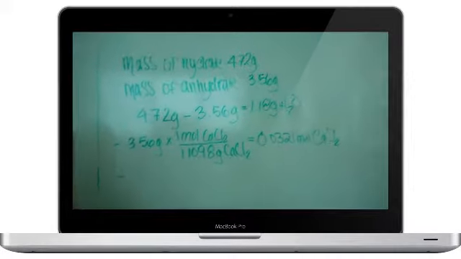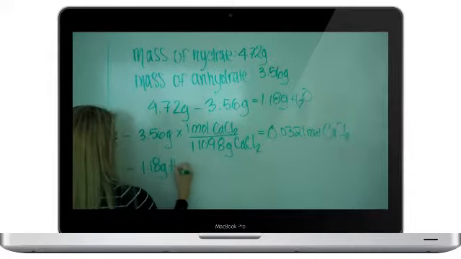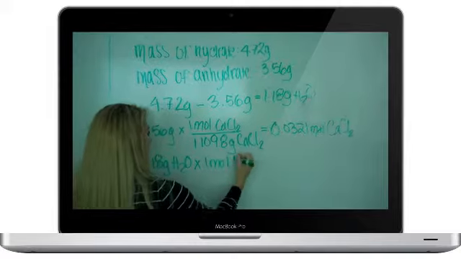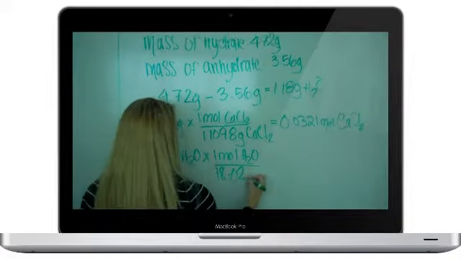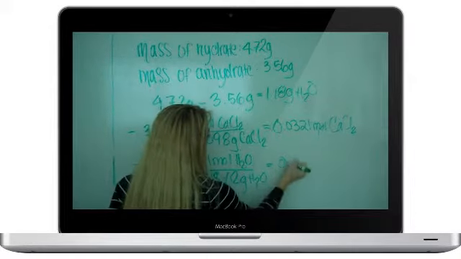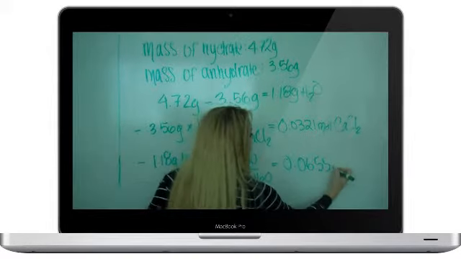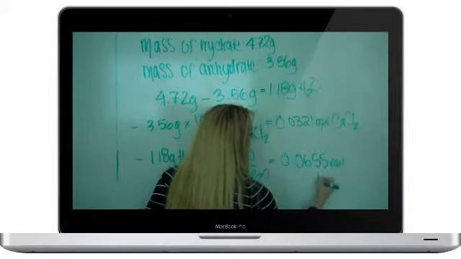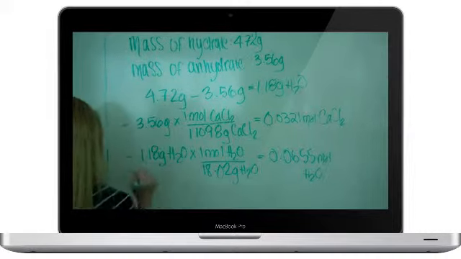Then, you want to convert the mass of water to moles. Don't forget to put over the molar mass. This equals 0.0655 moles of H2O. The final step is to take a ratio.